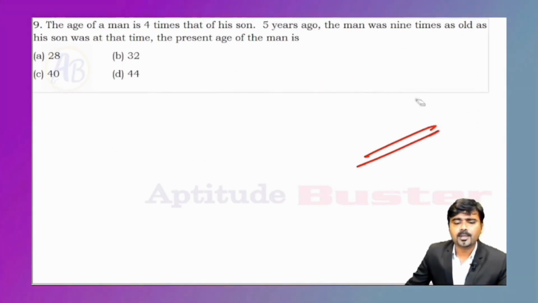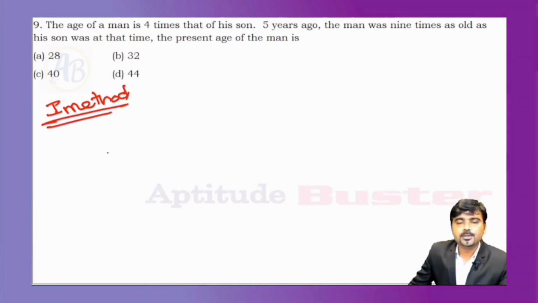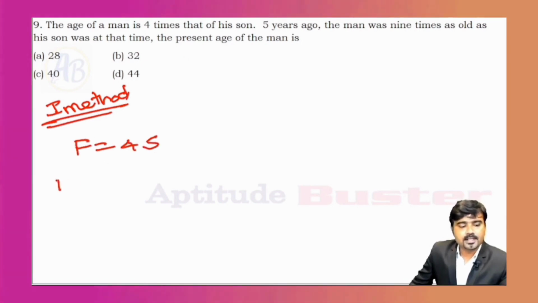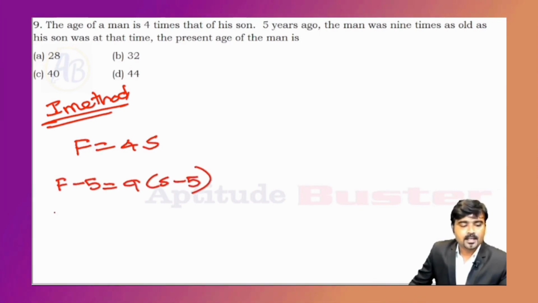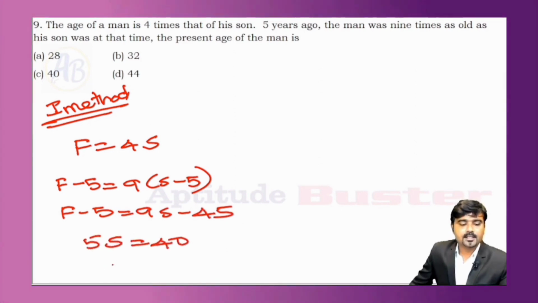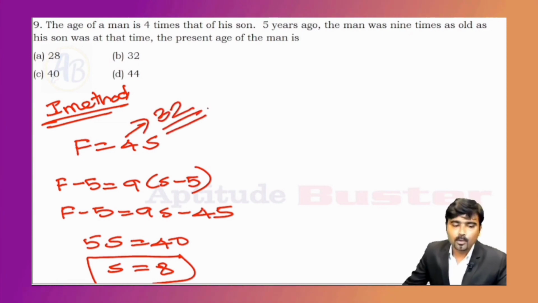What's the wrong method to find the right answer? The age of the man is 4 times that of the son, that is the first method using equations: f equal to 4 times s. 5 years ago means f minus 5 is equal to 9 into s minus 5. f minus 5, 9 into s is 9s minus 45, right? So 5s is equal to 40, then s equal to 8. Once s equal to 8, 4 into 8, 32, that should be the answer. Okay, but don't solve like this.